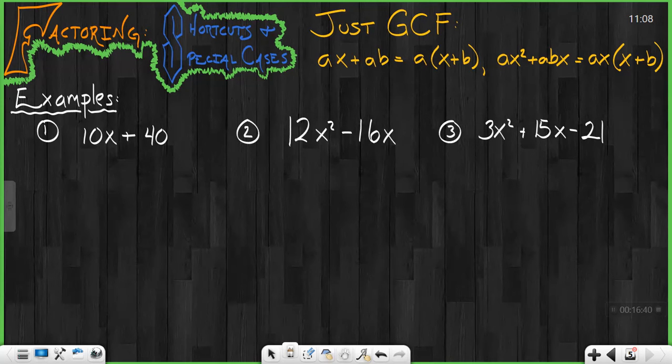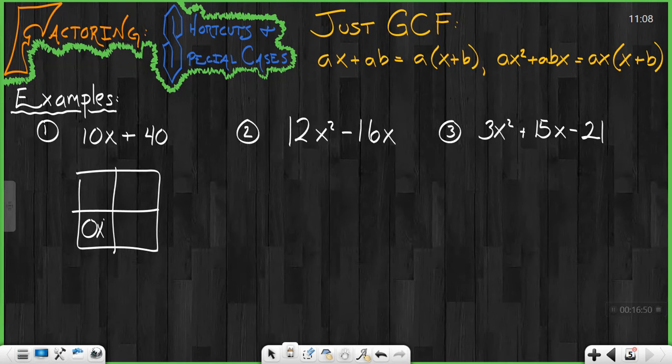Let's say that I was going to try and factor this using a diamond problem and generic rectangle. All right. For this first one here, if I tried to do my diamond problem and generic rectangle, I have 0x squared and I have 40. So therefore, I'm looking for a product of 40 and a sum of 10. What multiplies to get 40 but adds to get 10?